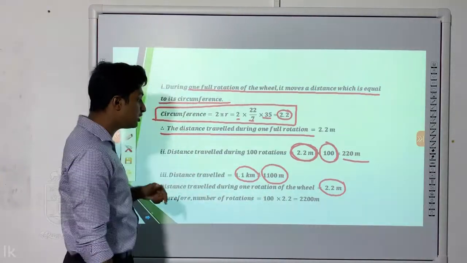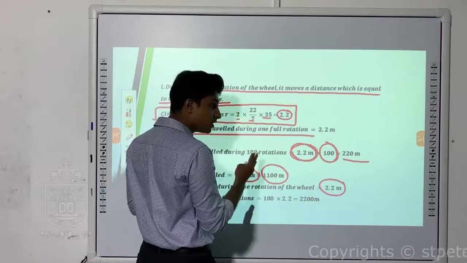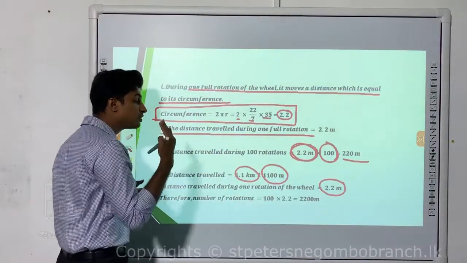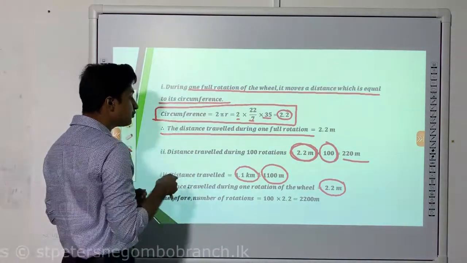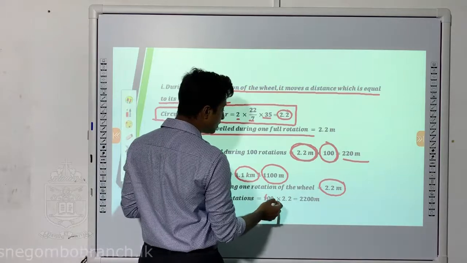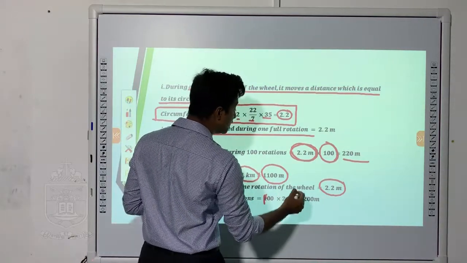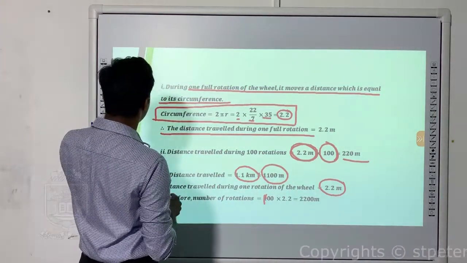For that, we take the complete distance that has been traveled, that is 1100, and divide it by the one-rotation value, that is 1100 divided by 2.2. Therefore, the number of rotations it has to undergo is going to be 500.